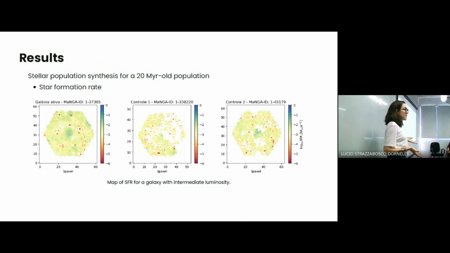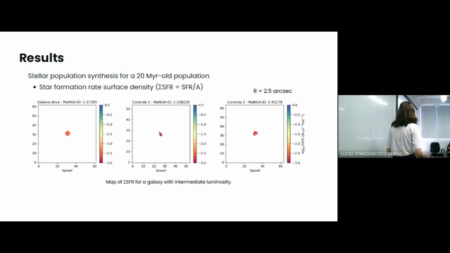But the star formation rate is not necessarily what we want, because if we obtain the star formation rate in galaxies of different sizes, maybe we'll have a false result. So what we do is divide the star formation rate by a certain area, corresponding to a radius of 2.5 arcsec. That is the minimum angular size that the instrument of MaNGA can resolve. So, dividing the star formation rate by this area, we obtain the star formation rate surface density.